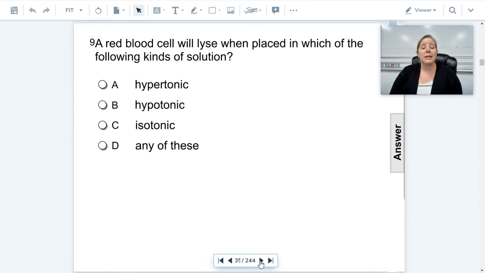A red blood cell will lyse, which means explode, when it is placed in which kind of solution? Hypertonic, hypotonic, isotonic, or any of these? Get your answer.